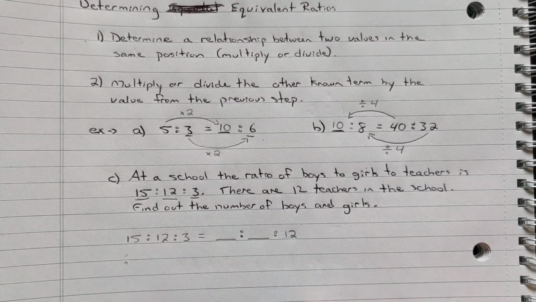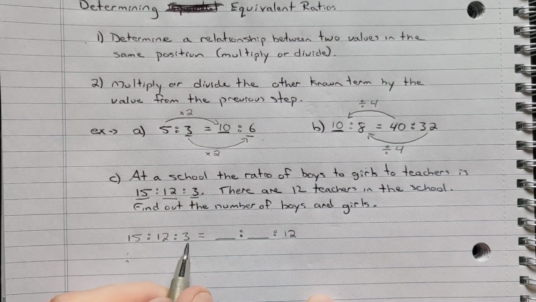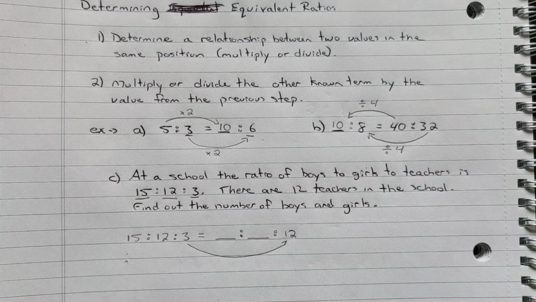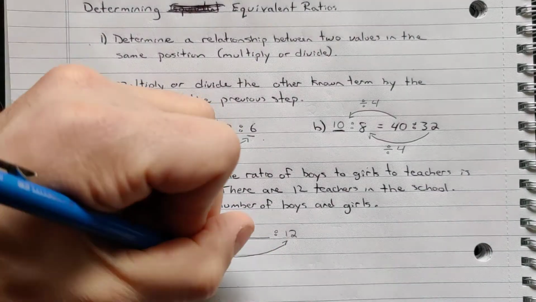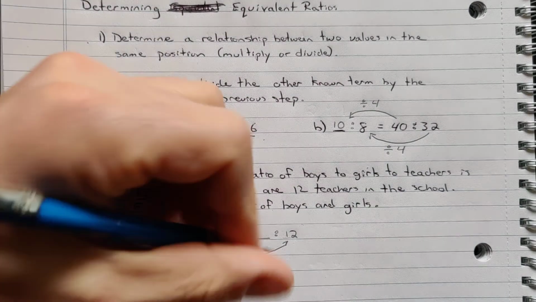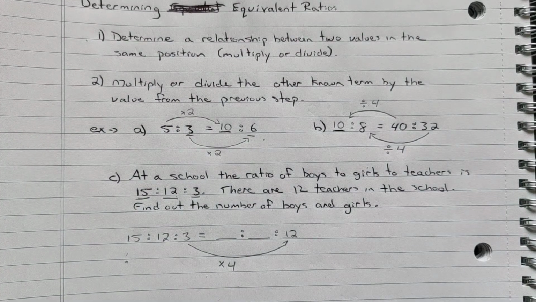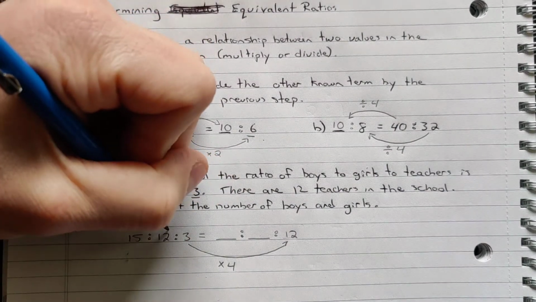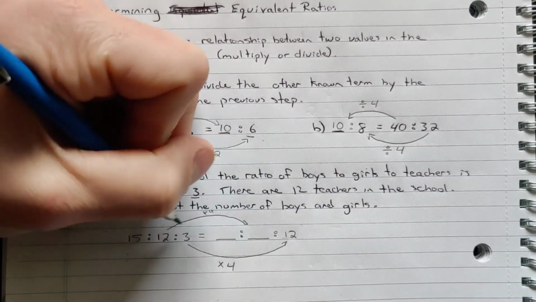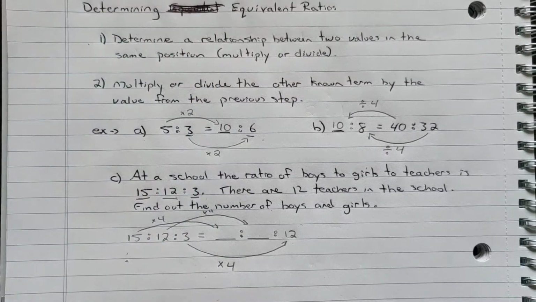When we go about this, we do it the same as before. We need to go from 3 to 12. We're going up, so we're multiplying. What do we multiply 3 by to get 12? 4. 3 times 4 is 12. Thus, we multiply 15 and 12 by 4. So 12 goes here, times 4. 15 goes here, times 4.